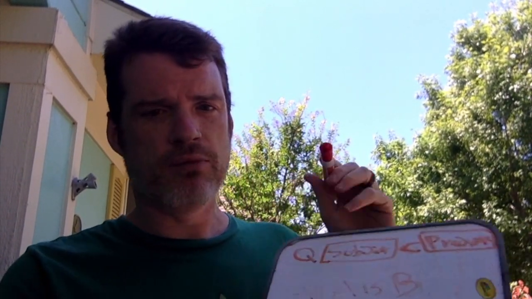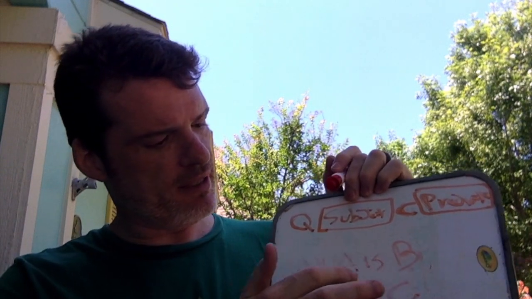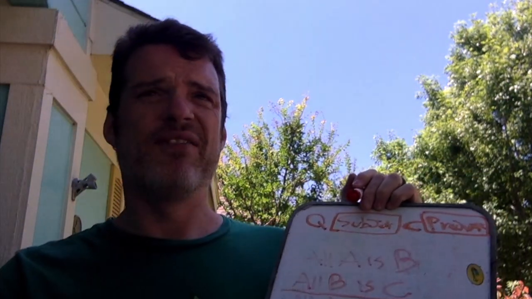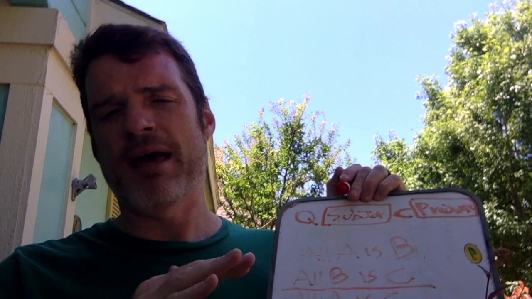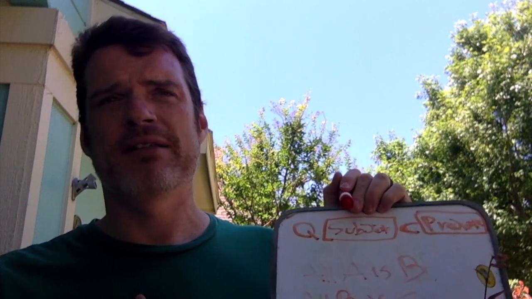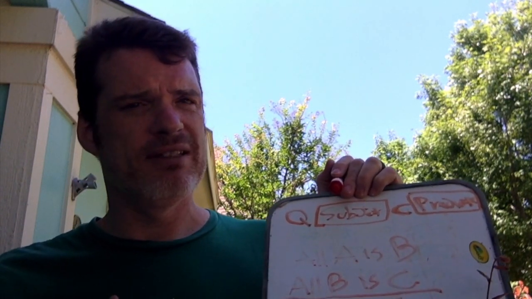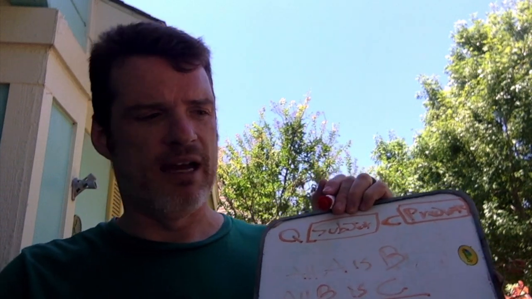It's that you have to have what's called a distributed middle. The middle term, which you should be familiar with, should appear in the correct place in the syllogism. So in this one, B is the middle term, and it's predicate in one, subject in the other. If it's not, it doesn't automatically mean that the syllogism is invalid, but it makes it extremely unlikely that the syllogism will be valid.